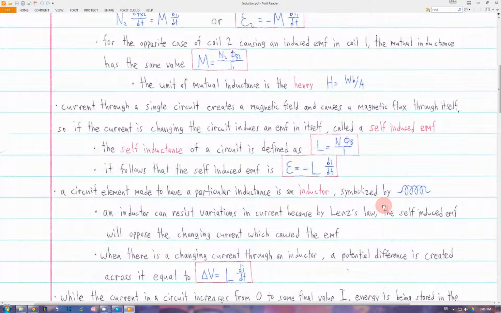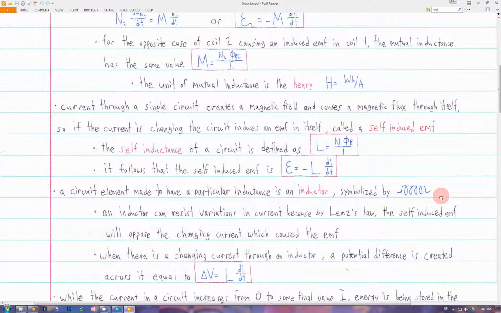Remember Lenz's law: it says that the self-induced EMF is going to be such that the magnetic field opposes whatever caused the original induced EMF. In this case, the cause of the induced EMF is a changing current through the circuit. So let's say the current is increasing through this inductor. The induced EMF in the inductor, by Lenz's law, is going to oppose that increasing current, so it's going to slow down the rate at which the current is increasing.